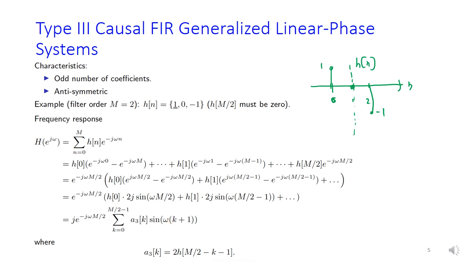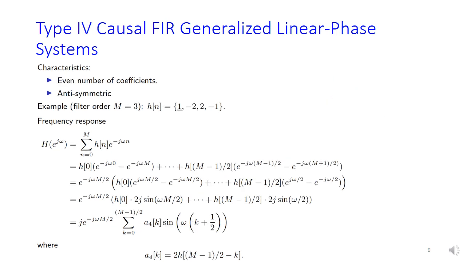Okay, let's go to the next and last type, type 4. As we have seen in the previous slide, this would have an even number of coefficients with anti-symmetry. So let's draw one possible example. You have n here, you have an even number of coefficients, which means the order is odd: 0, 1, 2, 3. Okay, if this is 1 and minus 2, right, this would be 2 and minus 1.